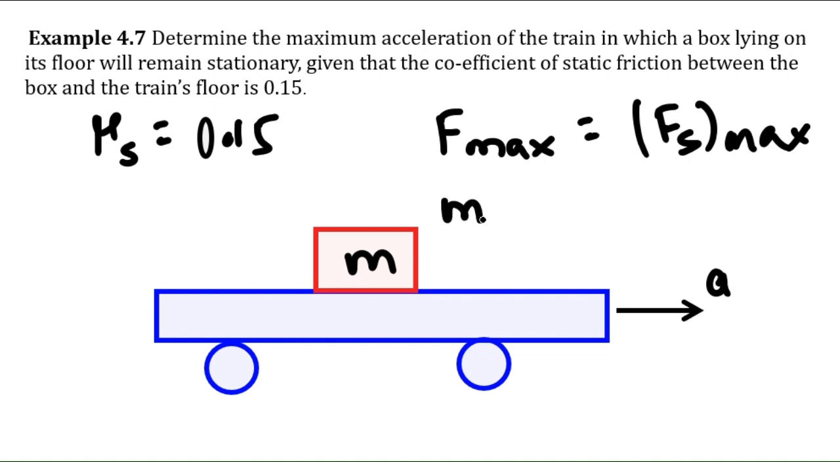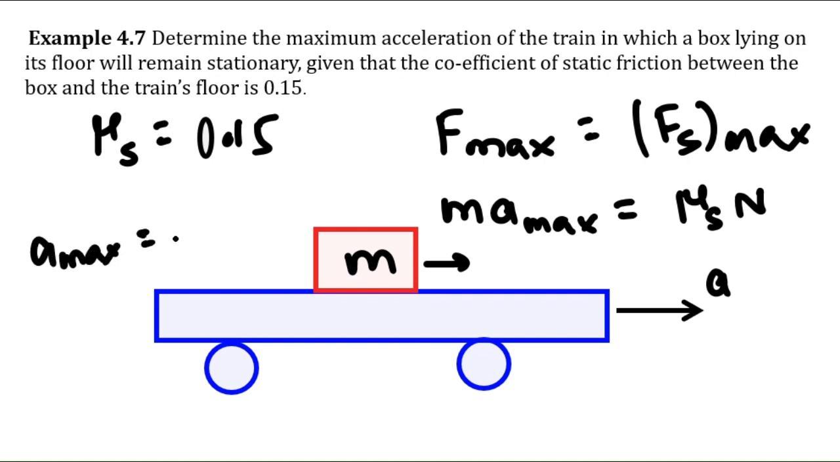So we can write here mass into maximum acceleration, which can be produced in this box. Of course, this will be produced by accelerating this train. So eventually, we are going to get the maximum acceleration of this train. This one will be mu s into N. So we have a max, maximum acceleration, equals mu s, which is 0.15, and N. What is N here? Normal reaction here.